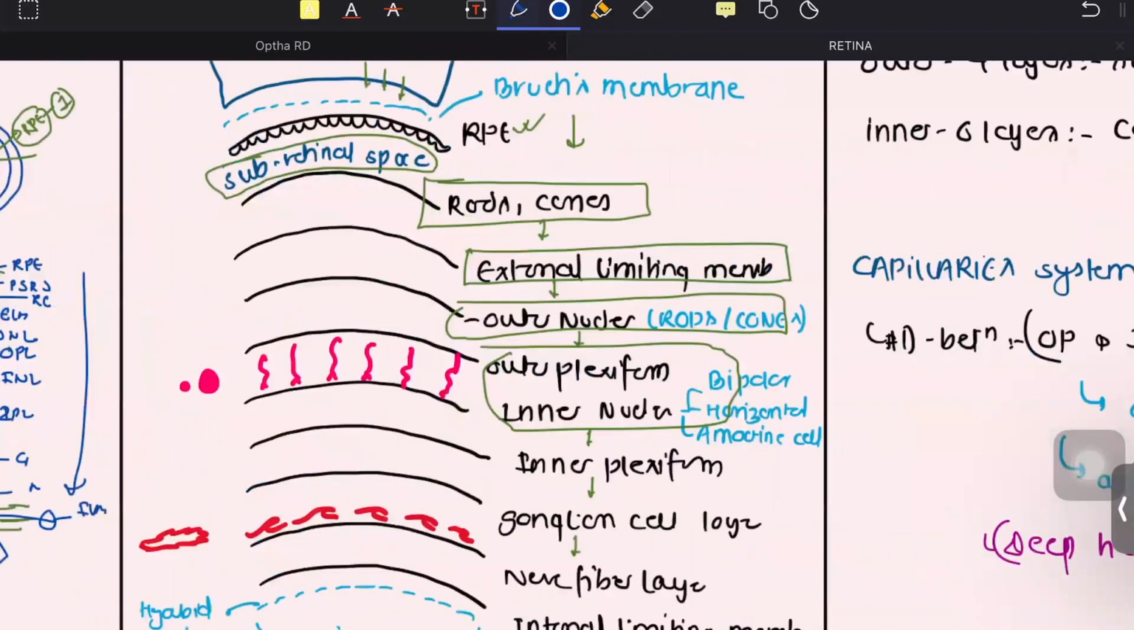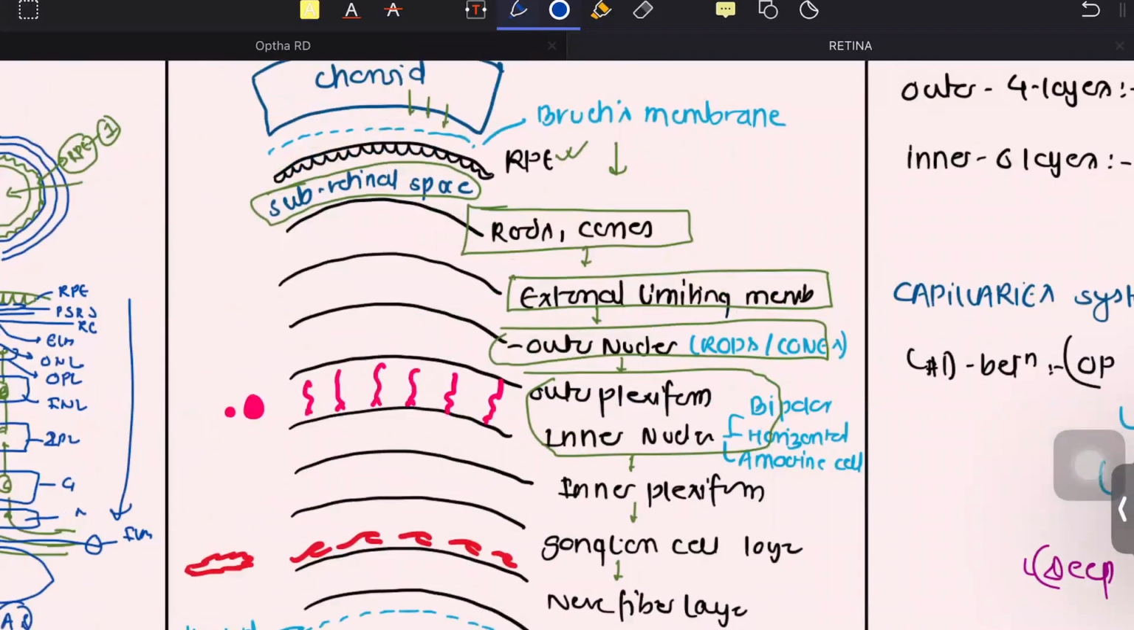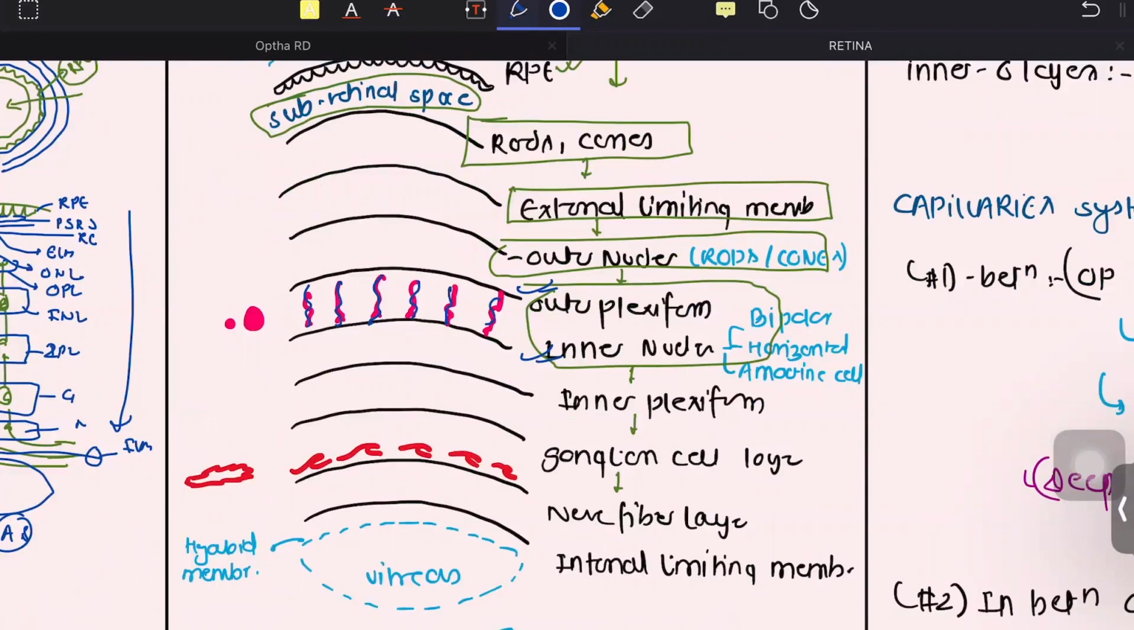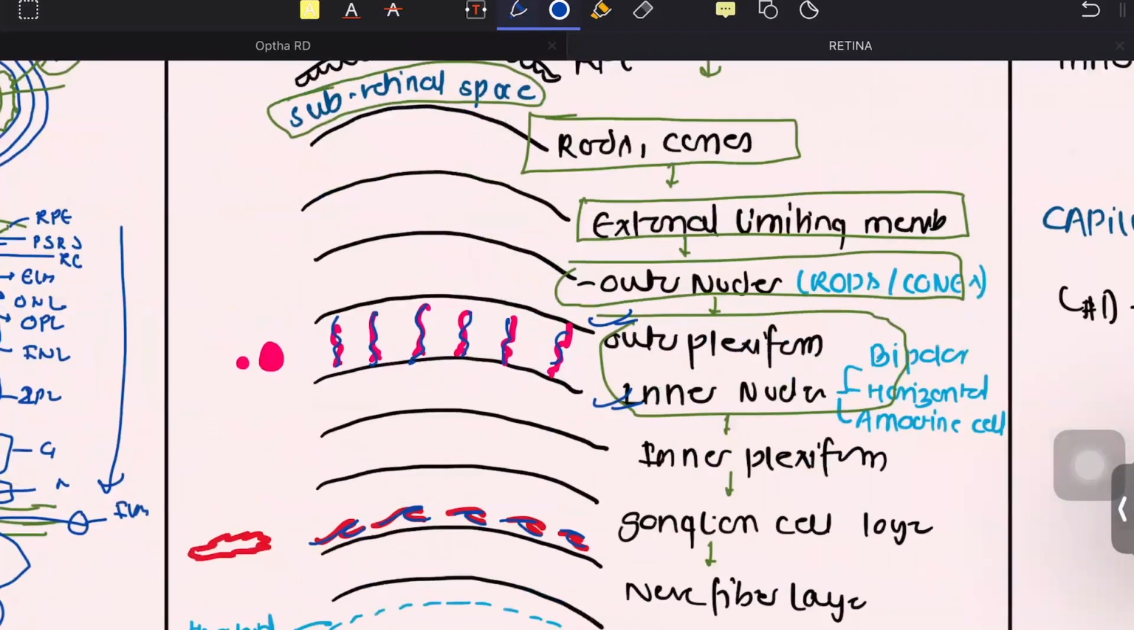In this diagram, you can see I have made certain blood vessels. They are particularly present in between the outer plexiform layer and the inner nuclear layer, and these vessels are oriented vertically. We can also see a plexus of blood vessels between the ganglion cell layer and the nerve fiber layer, particularly in the nerve fiber layer, and the vessels are oriented horizontally.